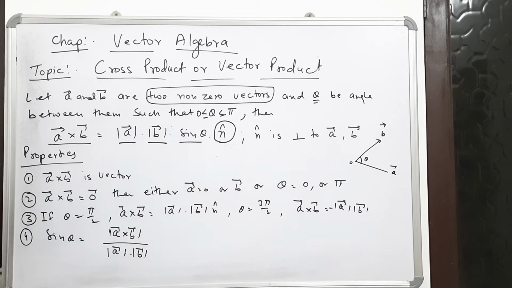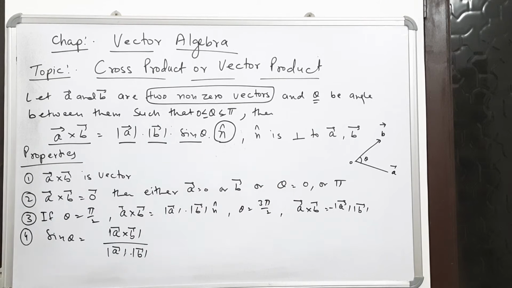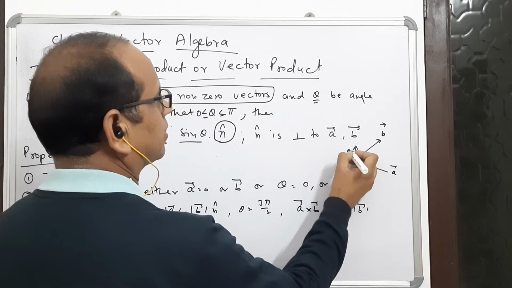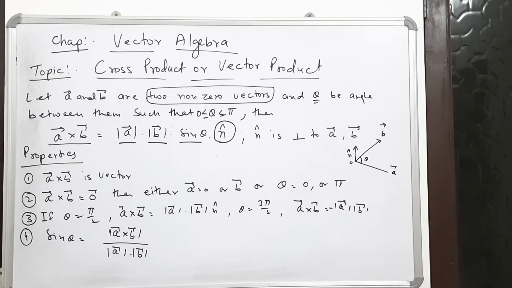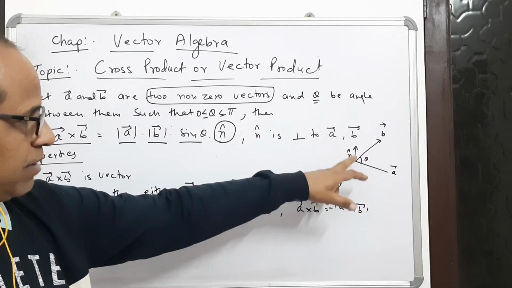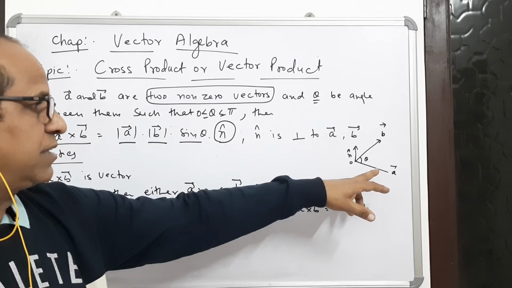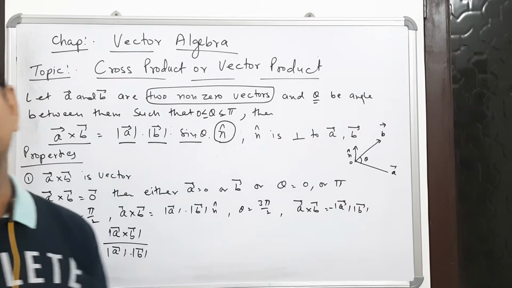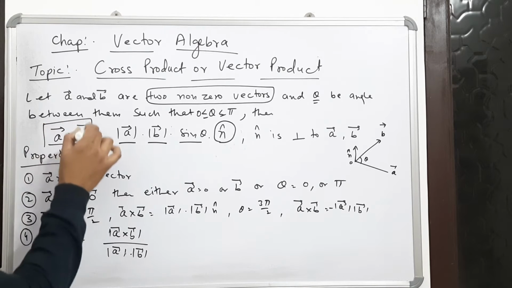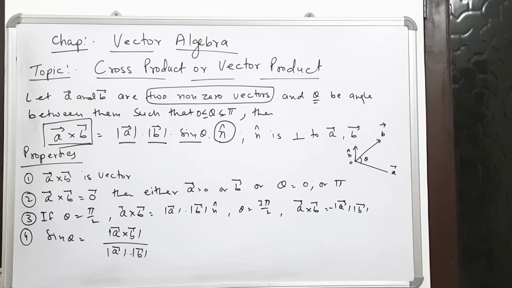Now what is this n cap? N cap is a vector which is perpendicular to A and B. So this will be the direction of n cap. It is a unit vector in the perpendicular direction of A and B. It means the angle between this vector and A is 90 degrees in 3D, and the angle between this vector and B is also 90 degrees. So the very important part is that A cross B is perpendicular to vector A as well as vector B both.